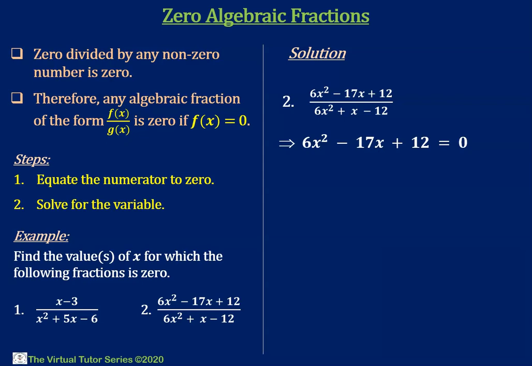The product of 6 and 12 is 72, and two factors of 72, which sum up to negative 17, are negative 9 and negative 8. We therefore put negative 9 and negative 8 in place of negative 17. So our equation now becomes 6x squared minus 9x minus 8x plus 12 is equal to 0.